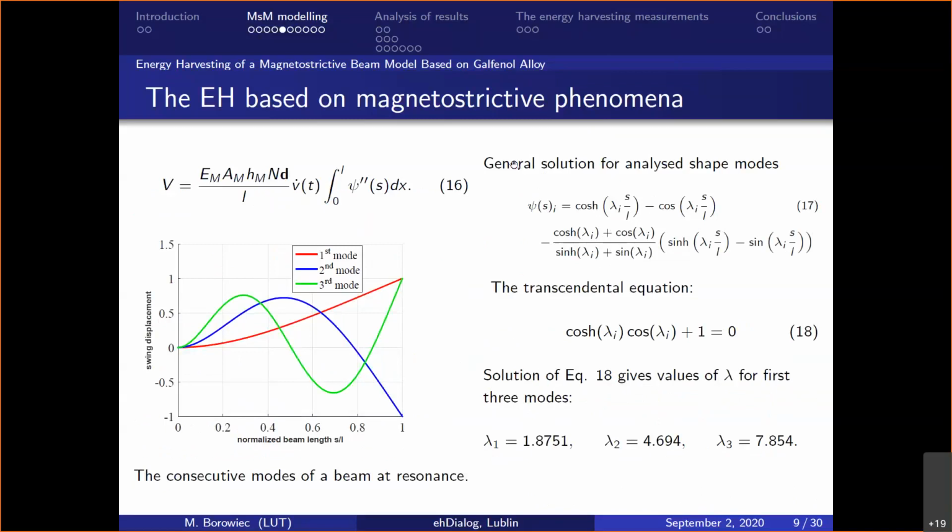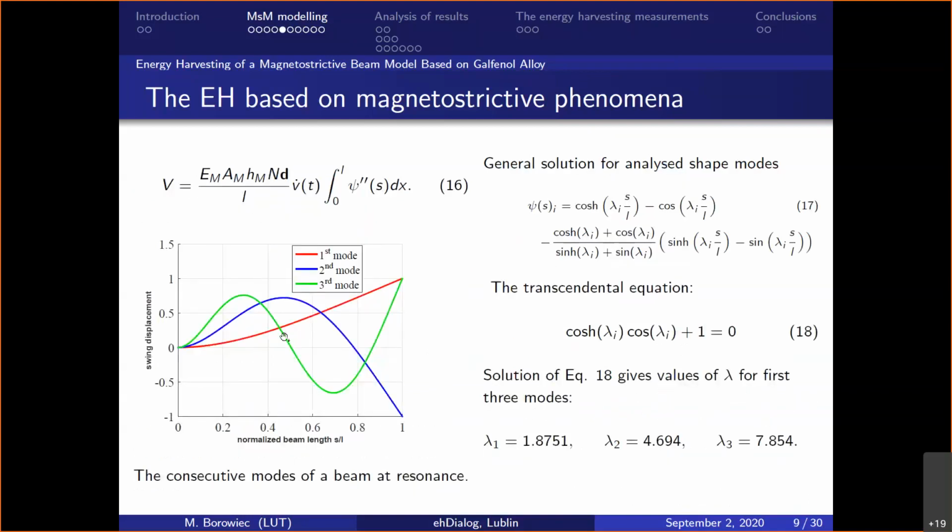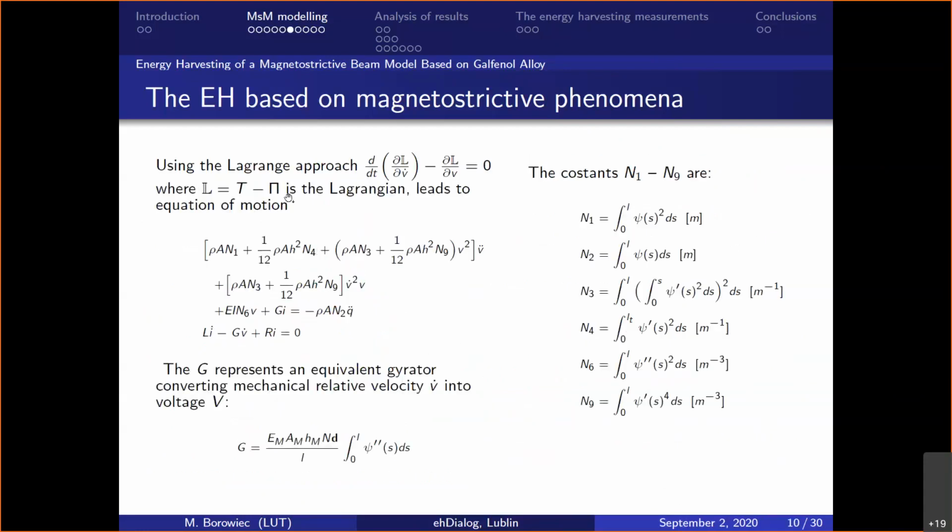So we use the general solution for the analyzed shape mode by equation 17. And there is some lambda function which is calculated from the transcendental equation. It was found numerically, and for these three modes we calculate these values, and we have the formulas for the equation of voltage for these three kinds of behavior of the beam.